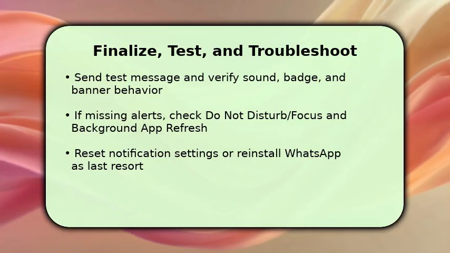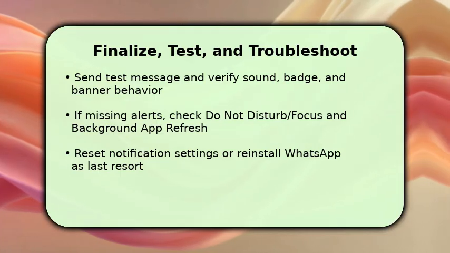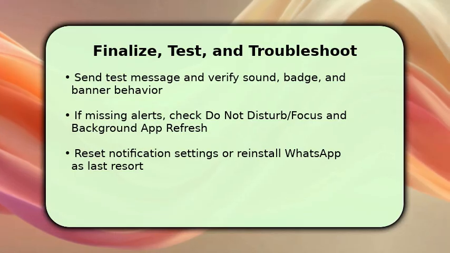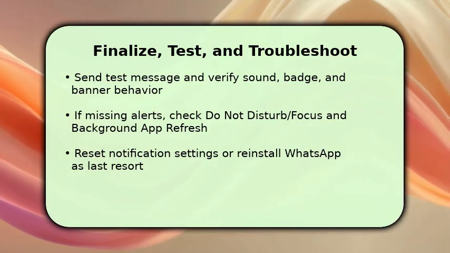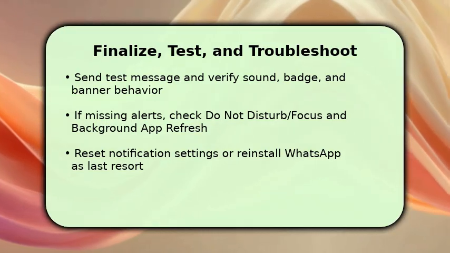If notifications are missing, make sure Do Not Disturb or a focus mode isn't silencing WhatsApp, and verify background app refresh is enabled so messages arrive promptly. If problems persist, reset WhatsApp notification settings or reinstall the app as a final step.